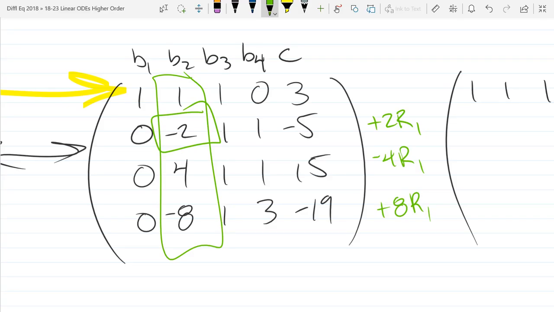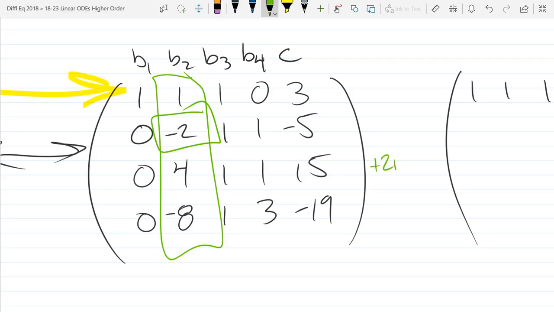So let's get rid of all of this. I'm not going to worry about canceling the 1 at the top. I'll do that at the very end if I need to, but the reason is I don't want to go right into fractions. I don't really like them, so I'm going to avoid them as long as possible.